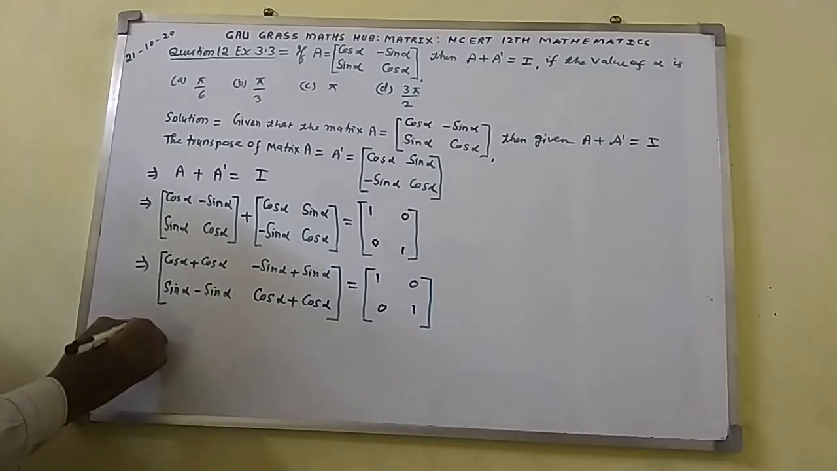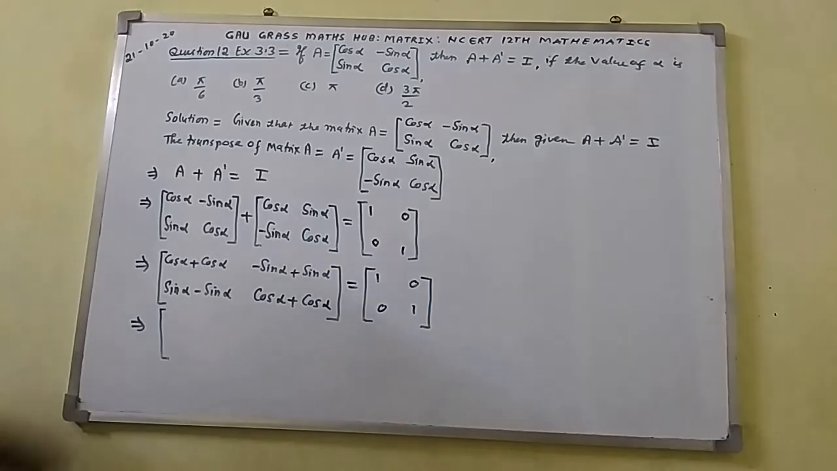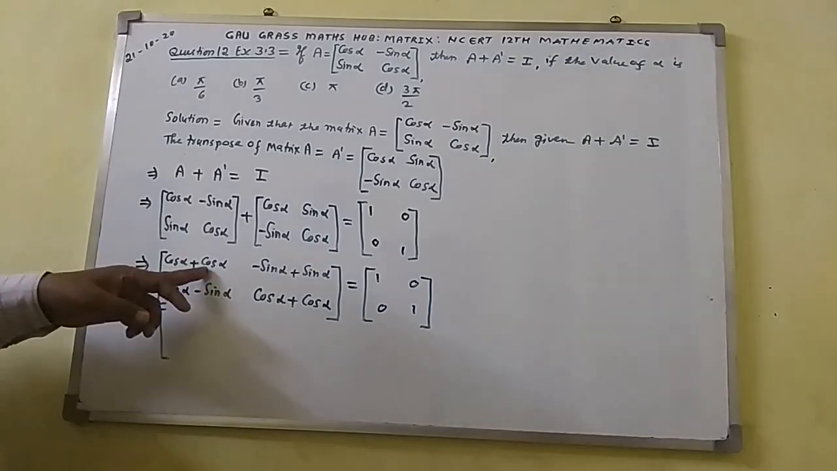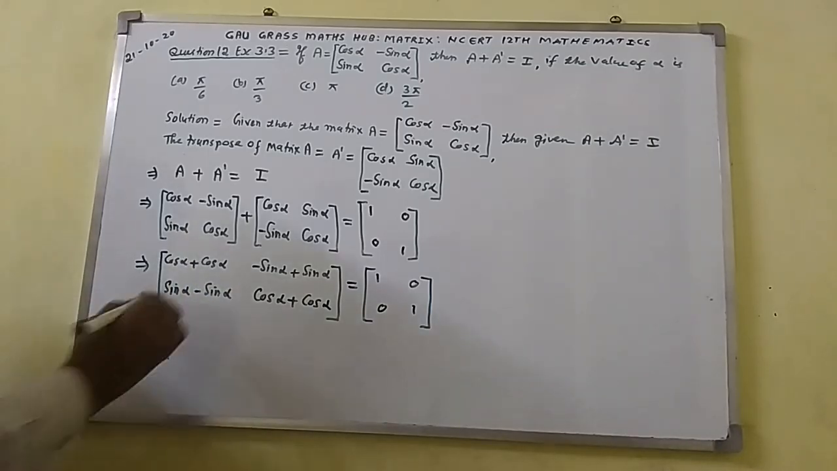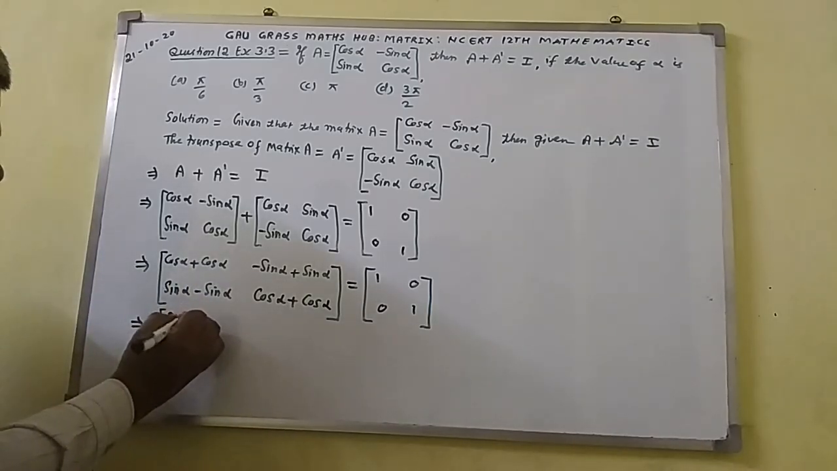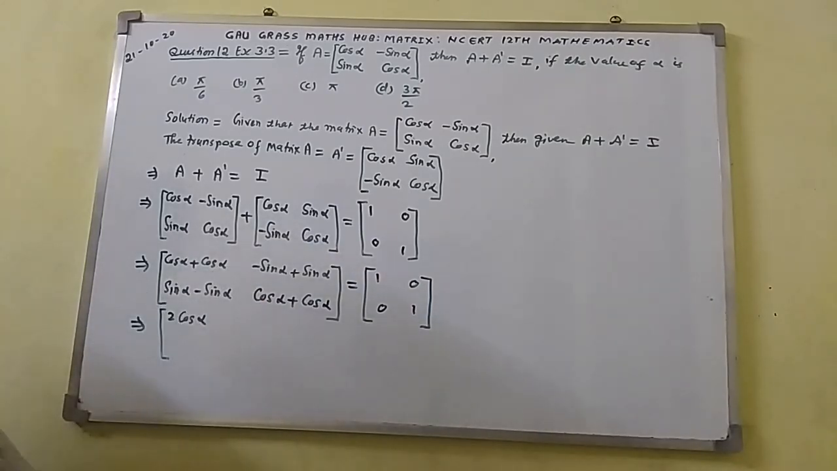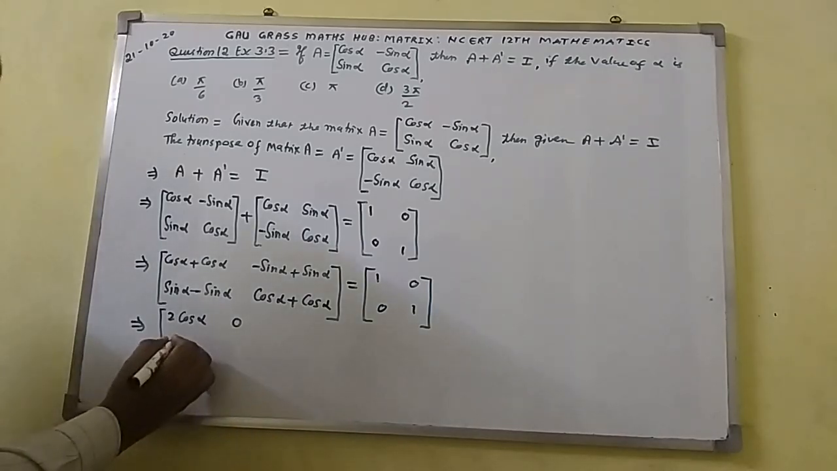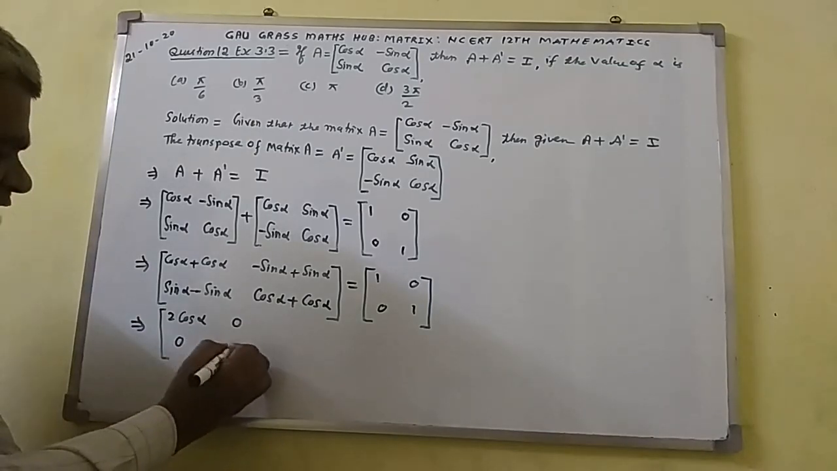So what will you get here? Opening of the square bracket will be done here. Here cos alpha plus cos alpha: cos alpha will be added to cos alpha, and we will get 2 cos alpha. Here minus sin alpha plus sin alpha will give 0. Here sin alpha minus sin alpha gives 0. Here you will get cos alpha plus cos alpha, which is 2 cos alpha.